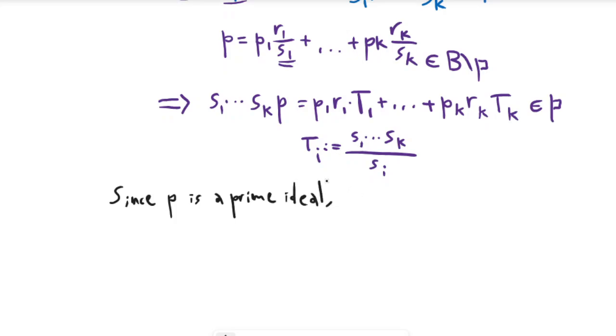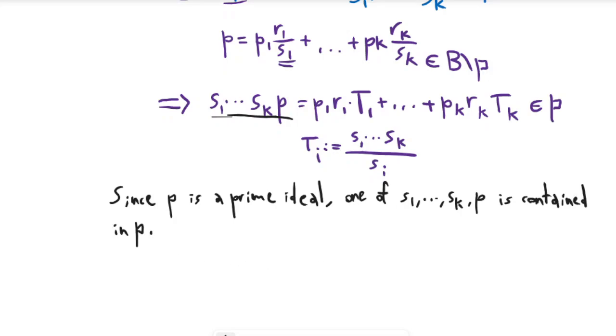So since P is a prime ideal, this product, S1 through SK, P, which we know is in P, we know that one of S1, ..., SK, P is contained in P, right? Because if you have a prime ideal, if a product of elements is in the ideal, at least one of the elements has to be in the ideal, just by definition.